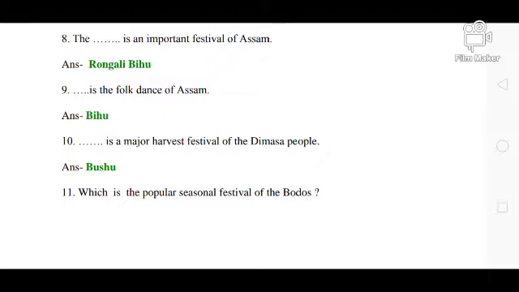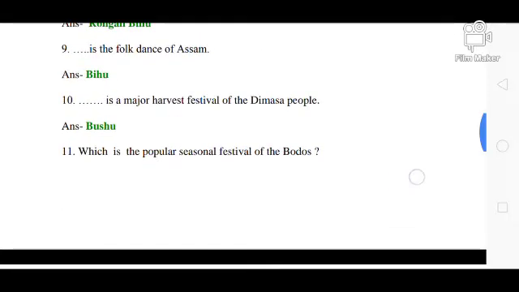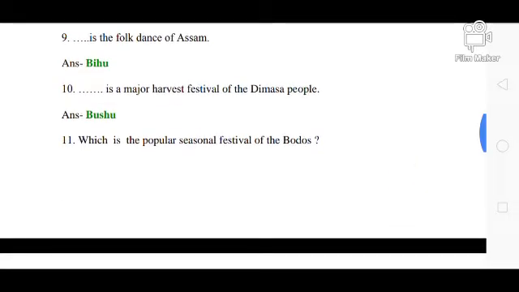The correct answer is Rongali Bihu. Ninth question, ... is the folk dance of Assam? Which is the folk dance of Assam?